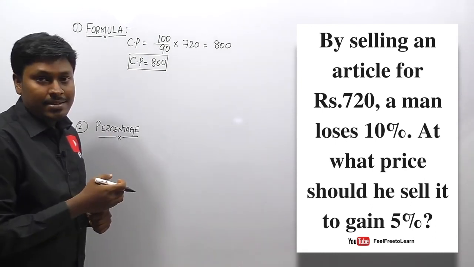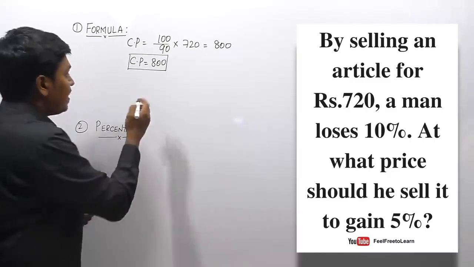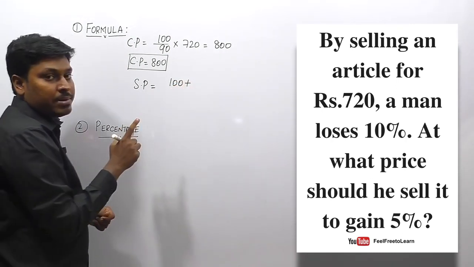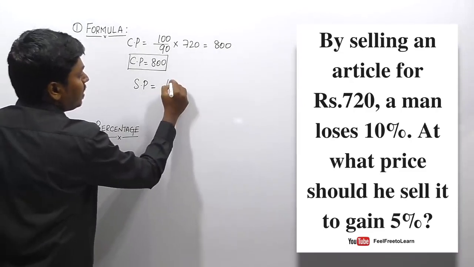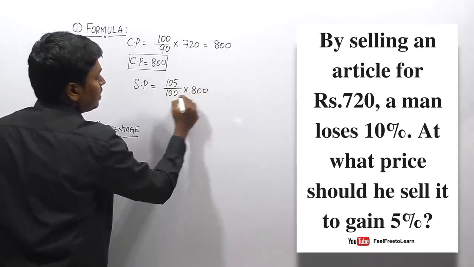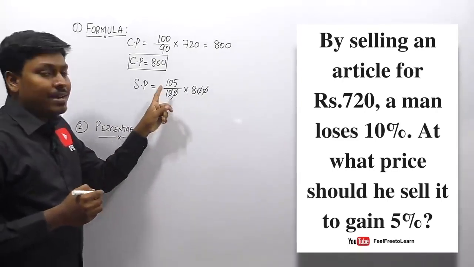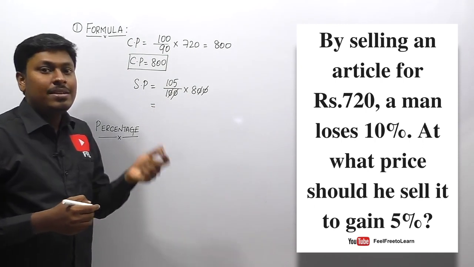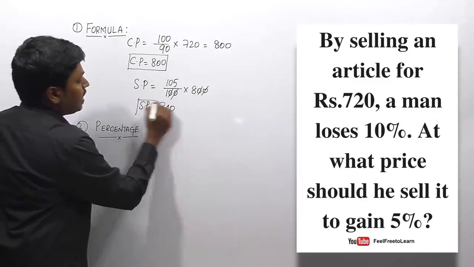So now what he decided is to sell the same article with a gain of 5%, that is a profit of 5%. So we need to find the selling price. So the selling price is equal to 100 plus profit percentage, divided by 100, into cost price. Here the profit he needs is 5%, so 100 plus 5 will be 105, divided by 100, into cost price. Here the cost price of the article is 800, so we can cancel 0 and 0. So 105 into 8. 105 can be taken as 100 plus 5. 100 into 8 will be 800, 8 into 5 will be 40, and 800 plus 40 will be 840. So finally, the selling price will be 840.